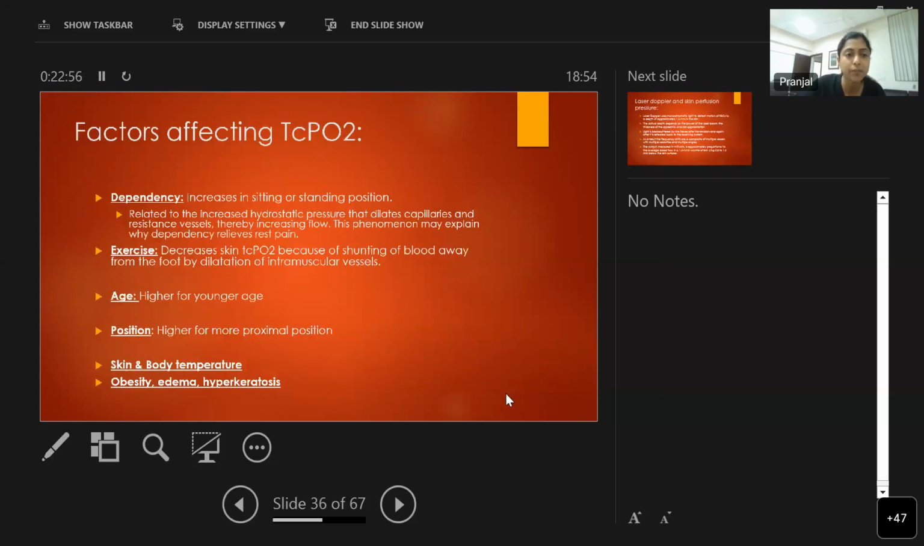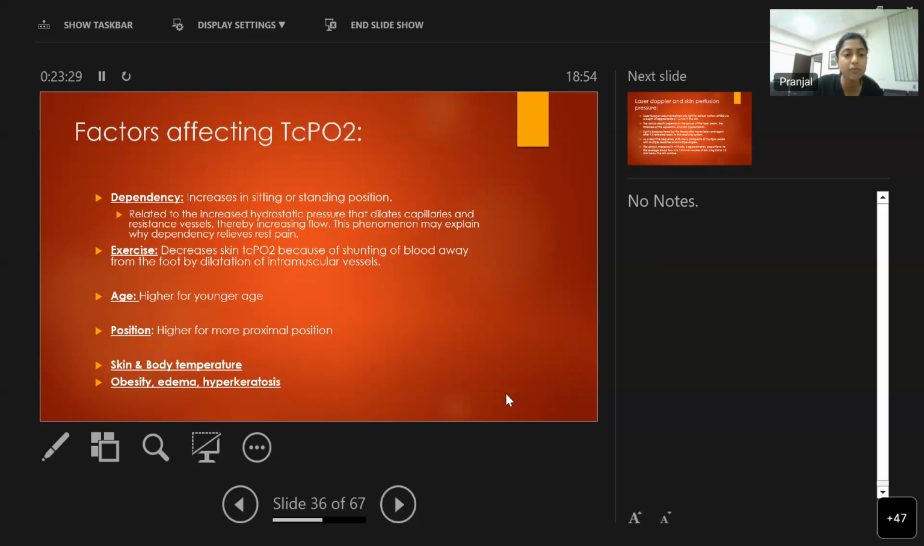Factors affecting TCPO2 include dependency, that is, it increases in a sitting or standing position, related to the increased hydrostatic pressure that dilates the capillaries and resistance vessels, thereby increasing flow. This phenomenon may explain why there is relief of rest pain in dependency. It is affected by exercise, that is, decrease in the skin TCPO2 because of shunting of blood away from the foot by dilatation of the intramuscular vessels.